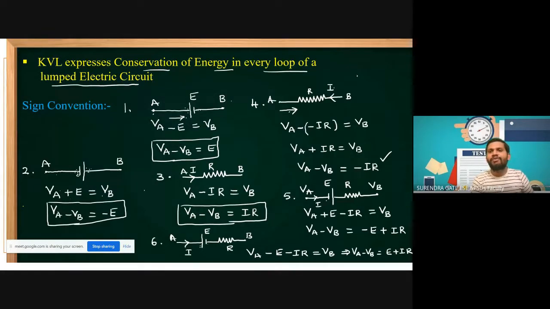And you try this one, students. This is the seventh one. Try this one. For example, the battery is given, and the resistance is given. But the current direction is given like this, and we are applying this direction. We are moving through this direction, opposite to the current direction. Let this be point A and this be point B. You try to find this one. What is VA minus VB?